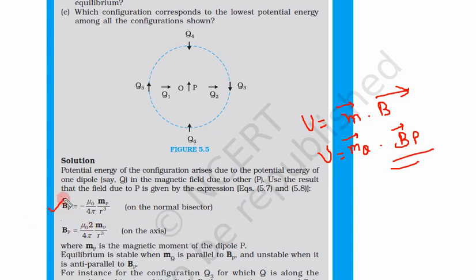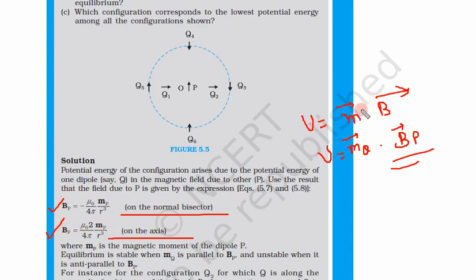So we can write the magnetic field in two forms. This is mu naught upon 4 pi, magnetic moment of P upon r cube. This is on the normal bisector. Now on axis it is double of this, mu naught upon 4 pi, 2 mp upon r cube.